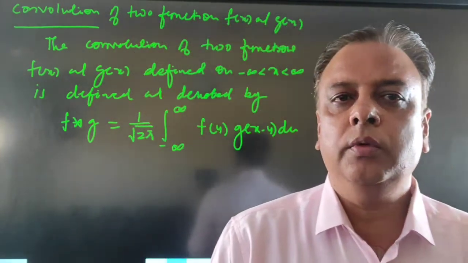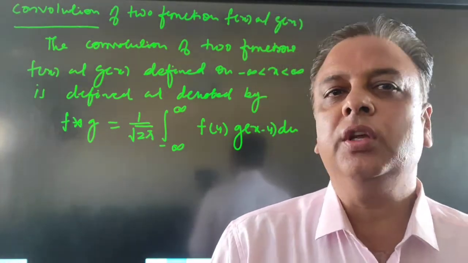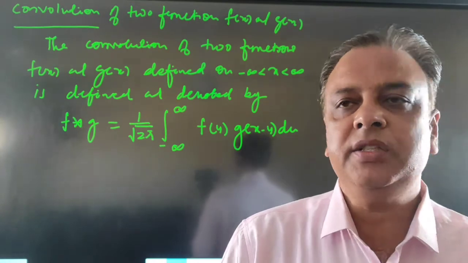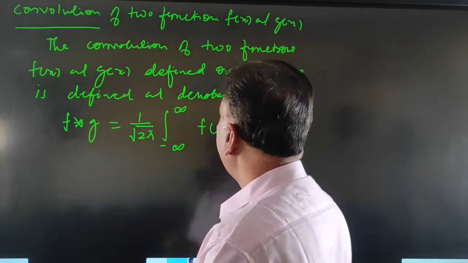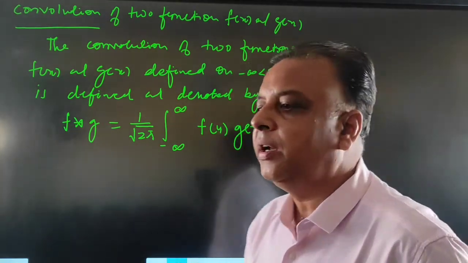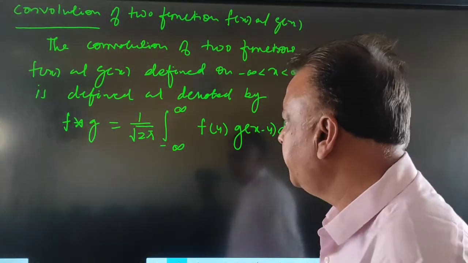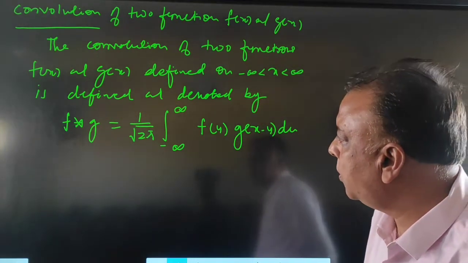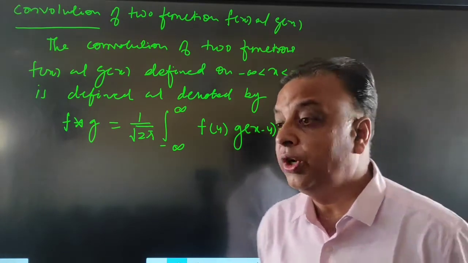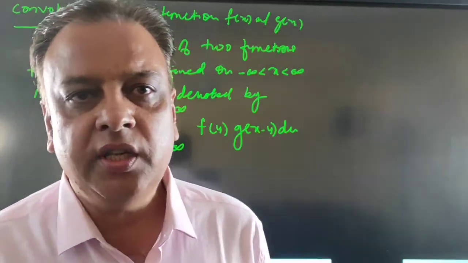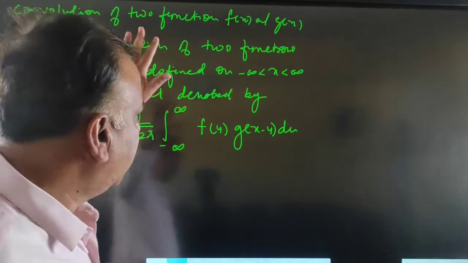Before going to that particular theorem, we have to define the convolution of two functions. What is the convolution of two functions? If f(x) and g(x) are two functions defined on the interval minus infinity to infinity, then the convolution of these two functions is denoted by f star g, which is equal to 1 upon root 2 pi integral from minus infinity to infinity of f(u) g(x minus u) du. This is the convolution of two functions f and g which are defined on the interval minus infinity to infinity.